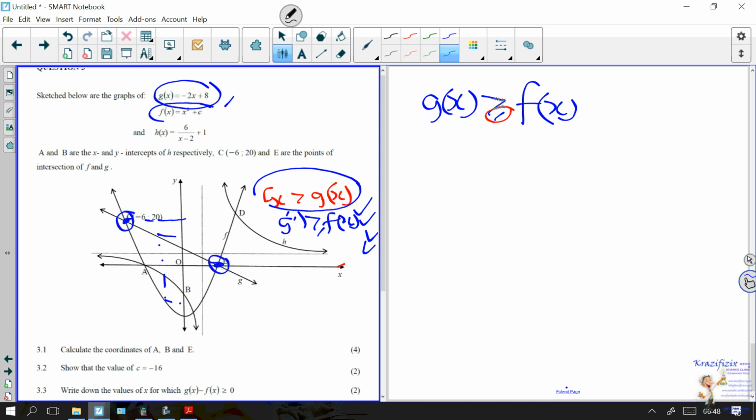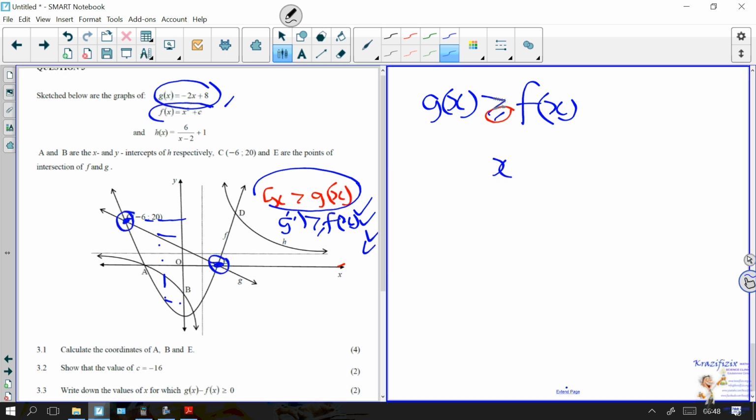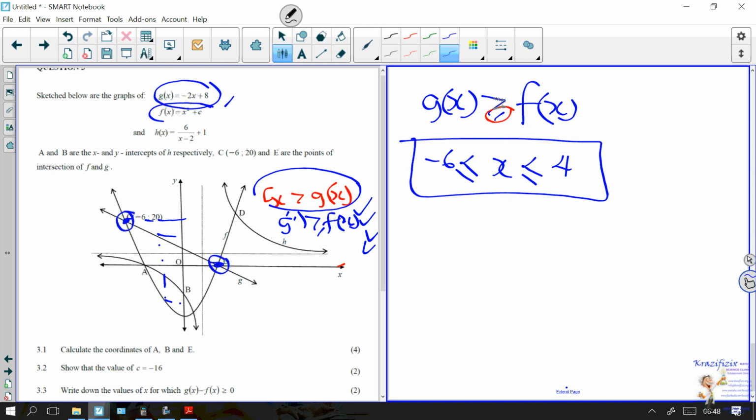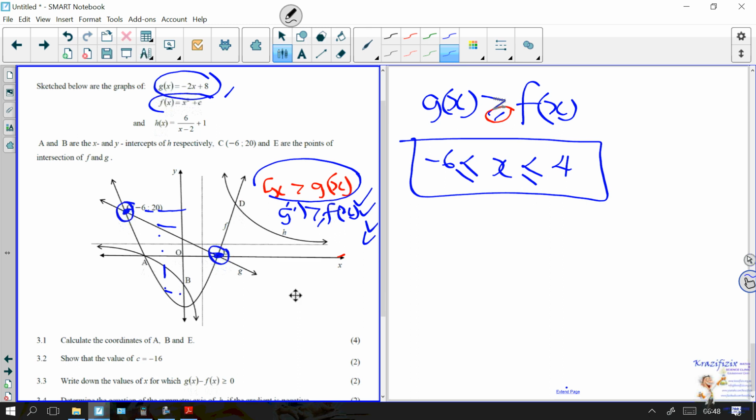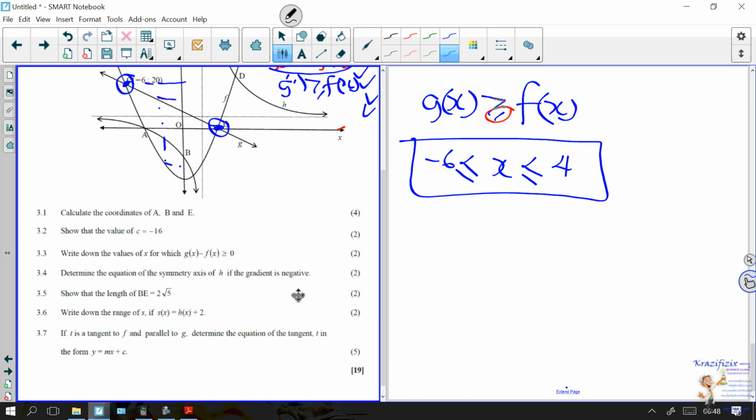So my value of x now, x should be less than, what's my value of e? 4 there. And between negative 6, greater than or equal to. That's your answer. It is quite always easier to solve graphically, because sometimes it gives you a complex equation and then we find challenges dealing with that. That's how you deal with such questions quickly.